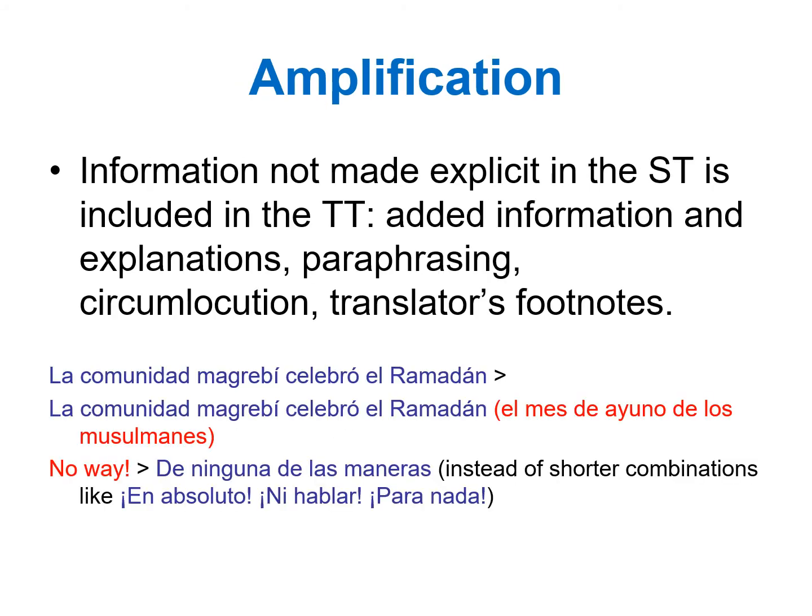Amplification. We do this all the time. Information not made explicit in the source text may be included in the target text. We may add information, explanations, paraphrasing, circumlocution, translator footnotes, depending on the translation strategy that we're following.